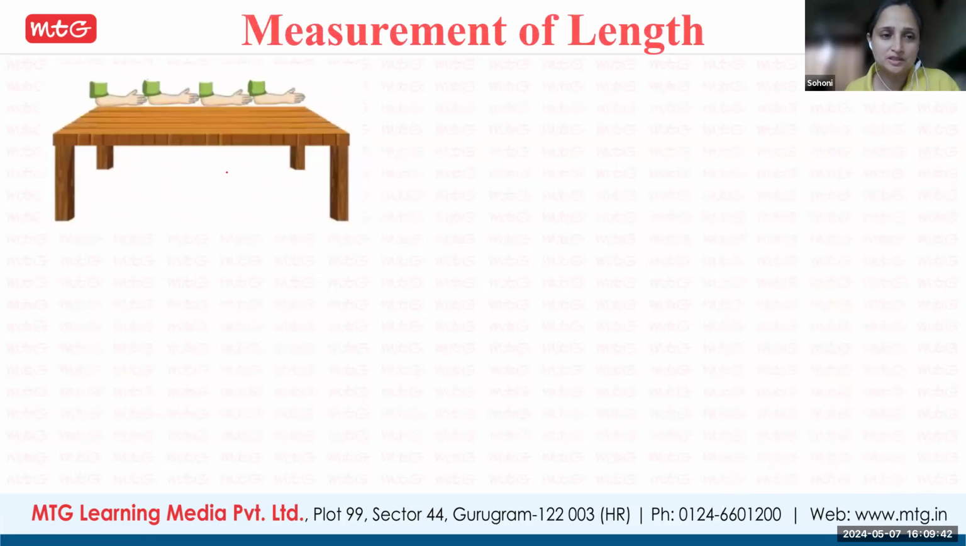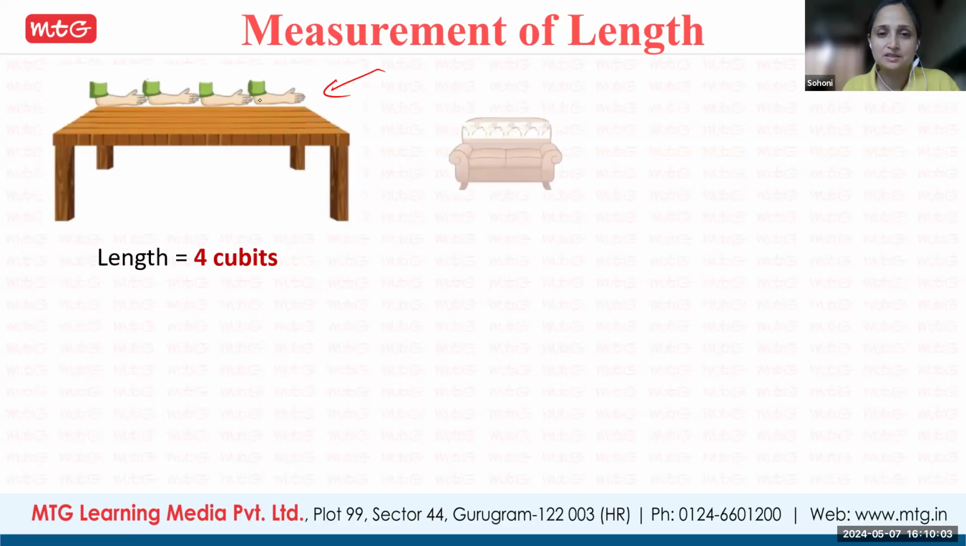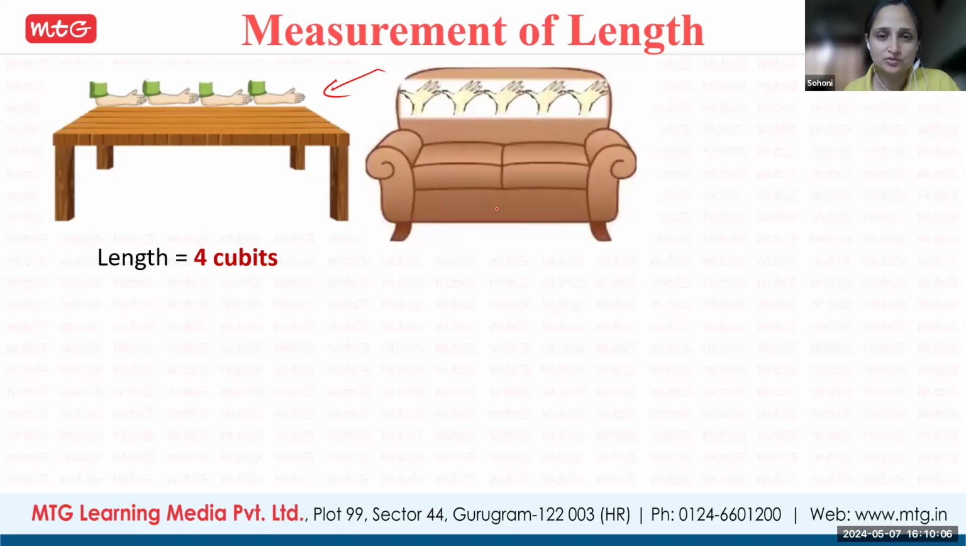Now we are measuring this table using cubit. Aditri, what is the length of this table? 4 cubits. Correct. The length of the table is 4 cubits. It's a sofa. What is the length of the sofa? 5 hand spans. Very good.